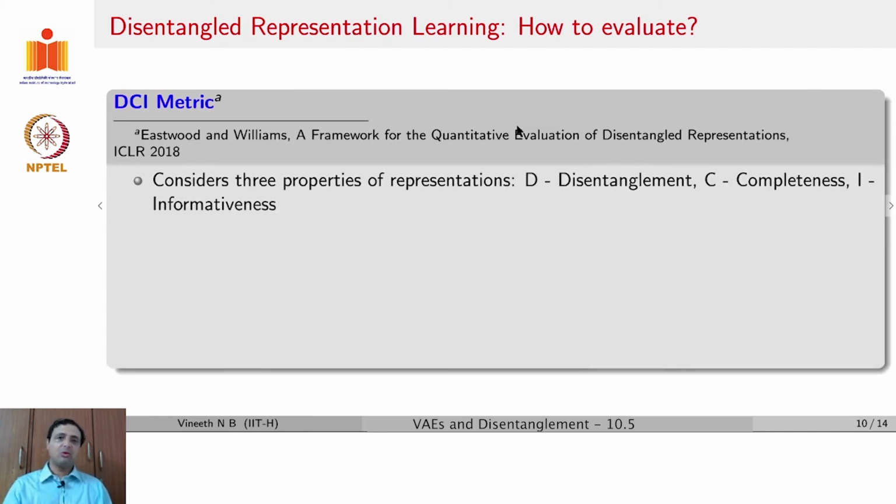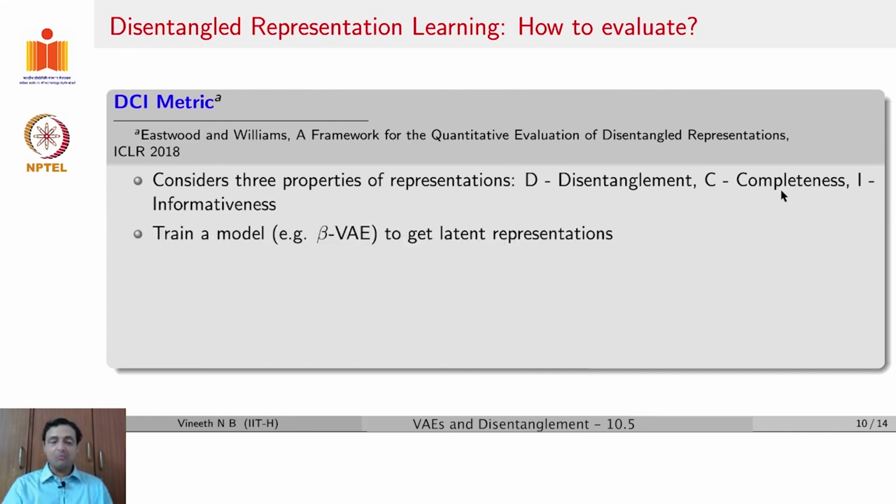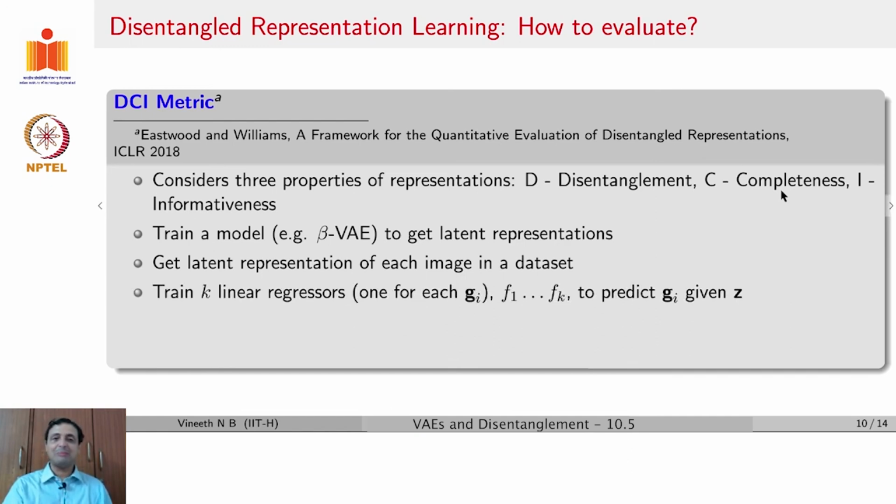Another metric for checking disentanglement that's been recently proposed in ICLR of 2018 is known as the DCI metric. DCI stands for disentanglement, completeness and informativeness, and there is a quantity defined for each of these. To compute them, let's first train any model, say Beta-VAE, to learn latent representations. Get the latent representation of each image in a training dataset or the test dataset for that matter, if that's where you'd like to study for disentanglement.